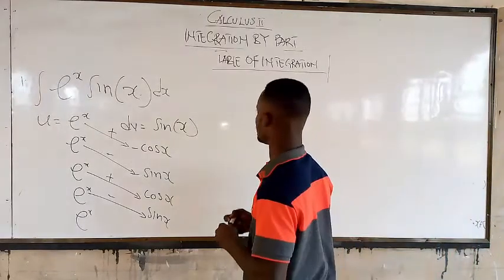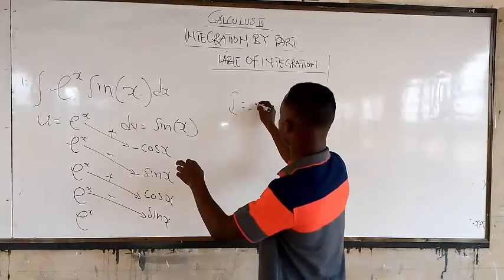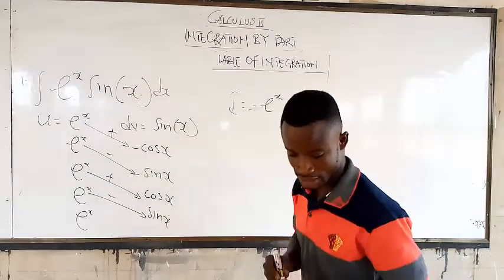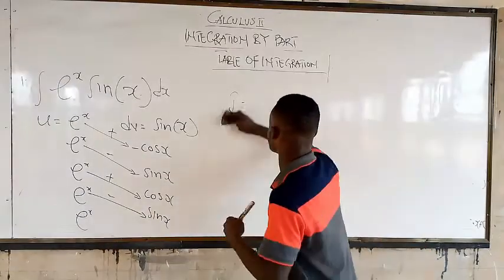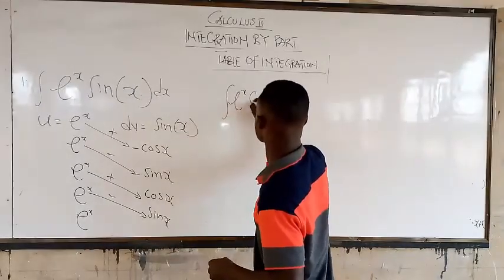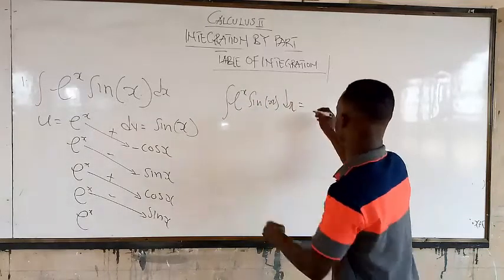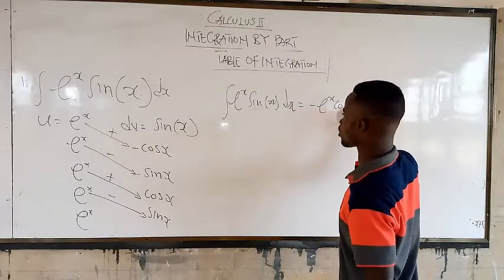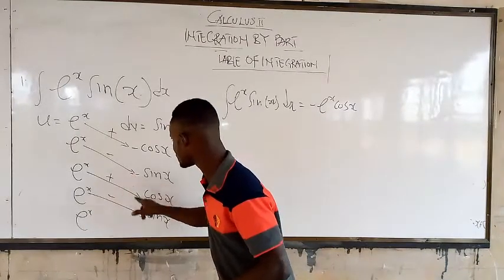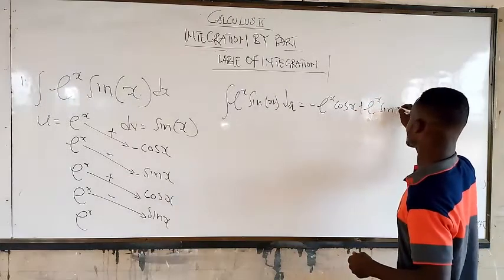Now, let's move on. It's going to be equal to what? This time you get negative e raised to power x. Don't forget that I is the integral of e raised to power s sine x ds, which is equal to, multiply this by this, you get negative e raised to power s cos x. Now, here is negative, that also, so positive, so plus e raised to power s sine x.